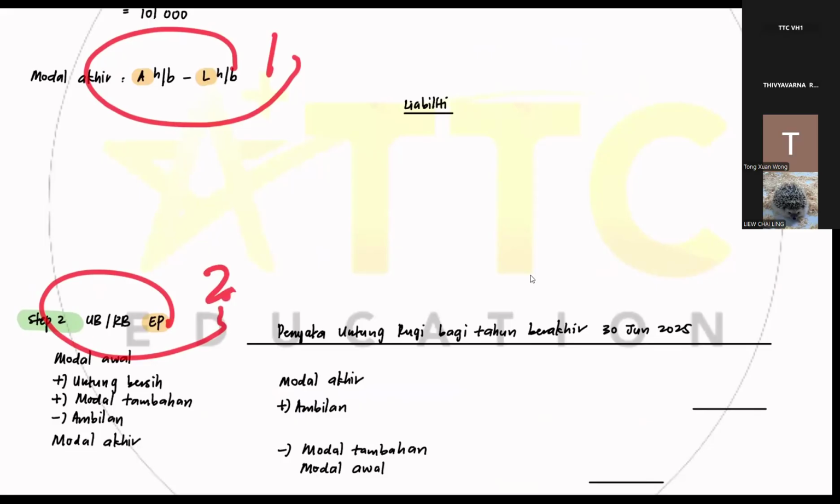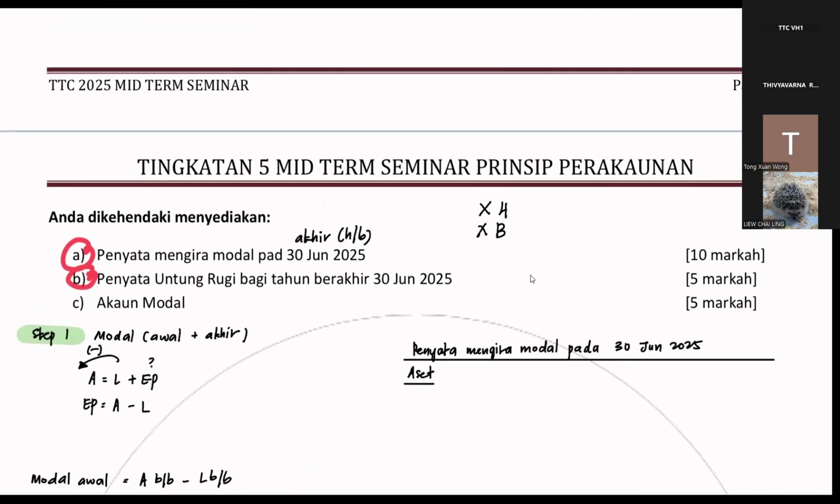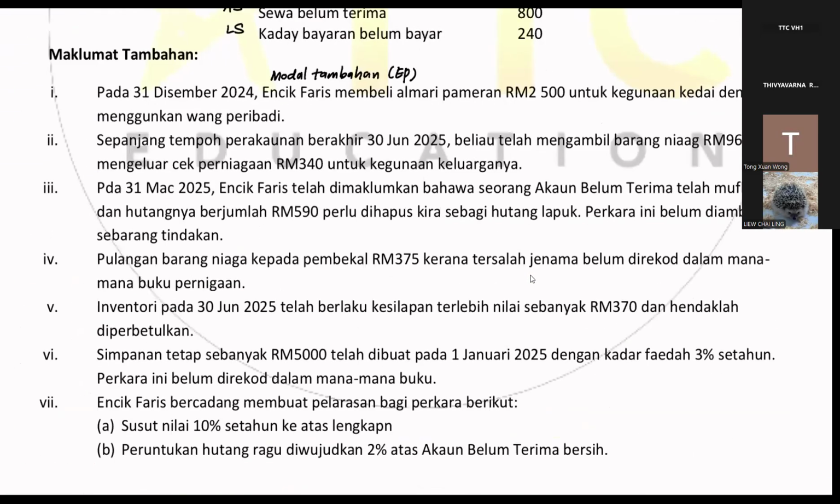Modal tambahan is EP, look at what I highlighted. So it should go to part 1 or 2? Yes, go to part 2. So in this question, part 2 is for B, right? So let us label first to avoid any confusion later. You will go to part B later.